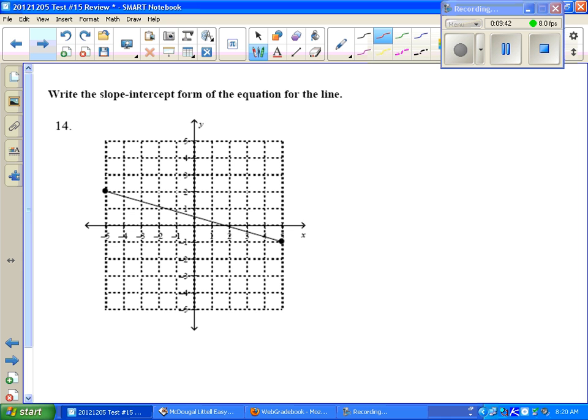Number 14, again, writing slope-intercept form, we need those 2 things. We'll find the slope first this time, just to do it a little differently. Starting at the leftmost one, you go down once, twice, 3 times. So since we went down, it's -3.